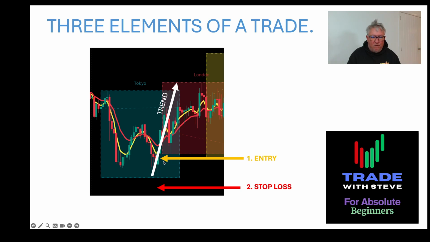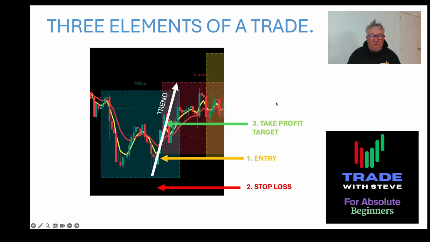So if the market does reverse and come down, we can only ever lose what we set as our stop loss. And then we set a take profit target. And what that means is what price do we want to close the trade, and how much profit do we want to realize in this particular trade. So we have three elements of a trade: the entry, the stop loss, and the take profit target.